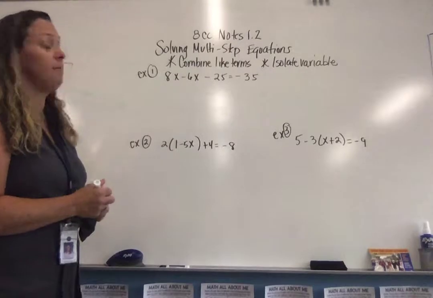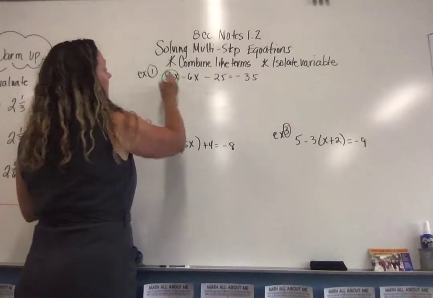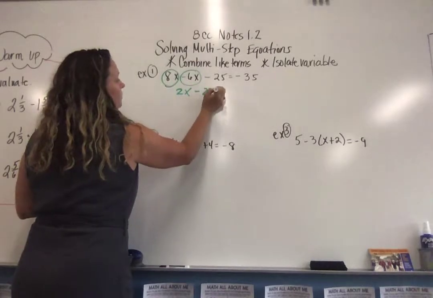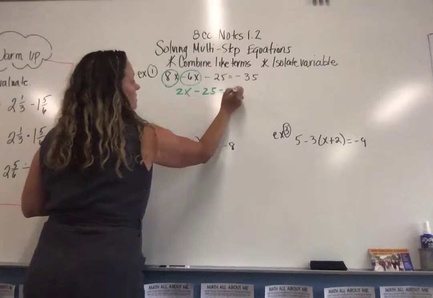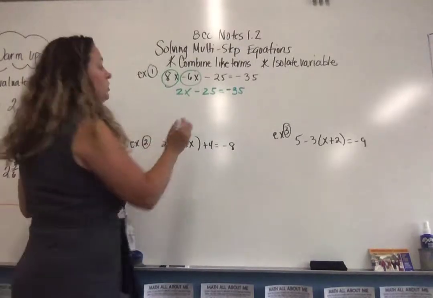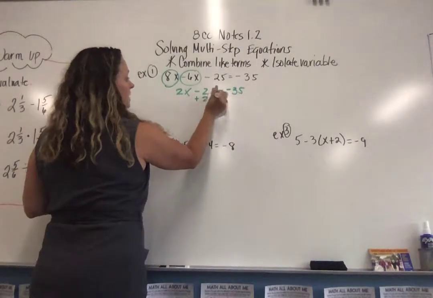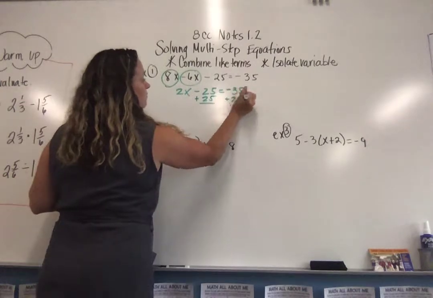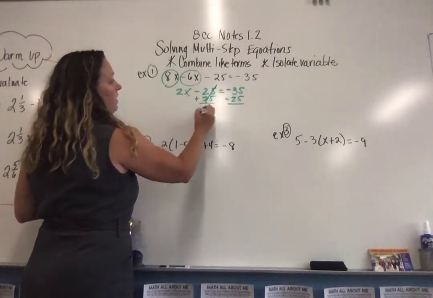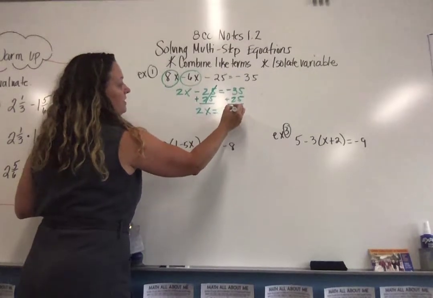In the first example, I'm going to combine like terms. 8x and negative 6x is 2x. So I'm left with 2x minus 25 equals negative 35. Negative 25 and negative 35 are like terms, but on different sides of the equal sign. So I need to move the negative 25 by adding 25 to both sides. I'm now left with 2x equals negative 10.